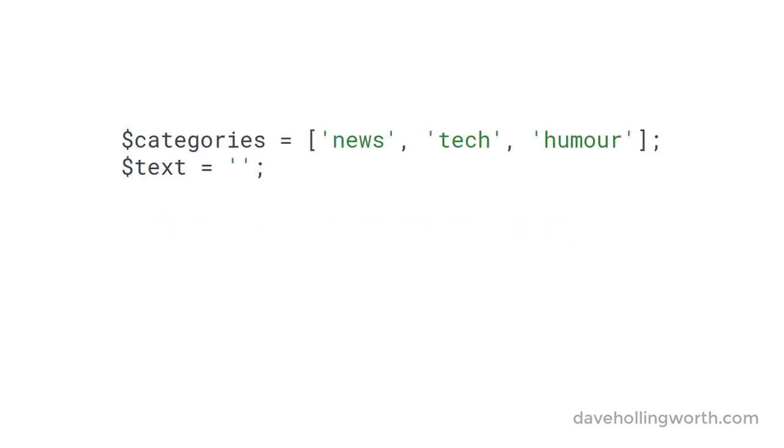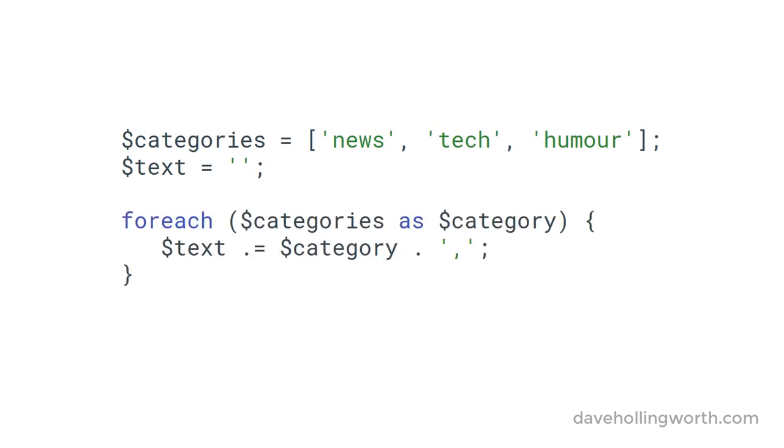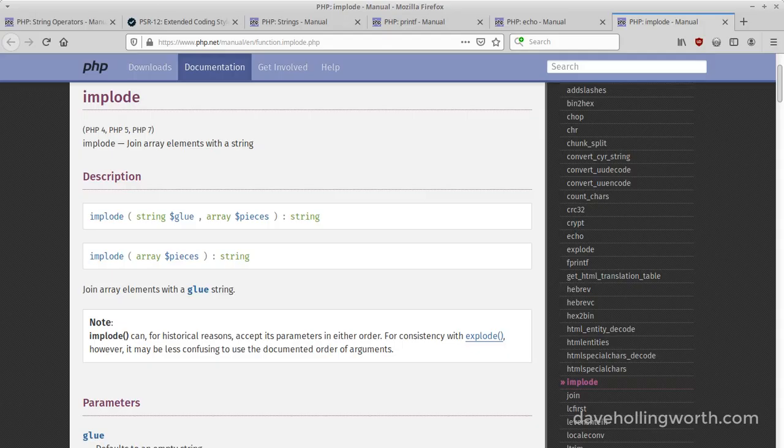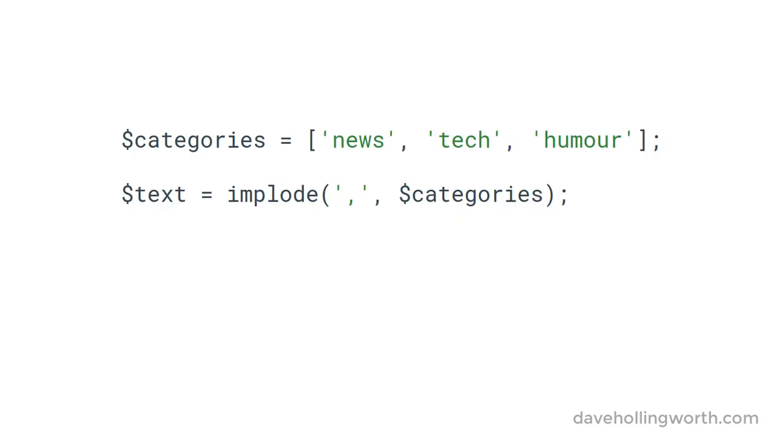Finally, if you have an array that contains several strings, and you're concatenating them together in a loop like this, including a common separator, which in this case is a comma, then it might be faster and clearer to use the array implode function. This takes an array and returns a string with all the array elements joined together, with an optional separator string to place between the elements. So we can replace the foreach loop with a simple call to this function.